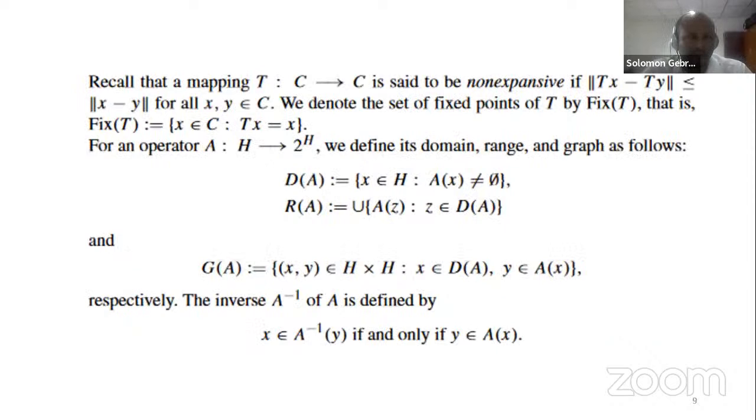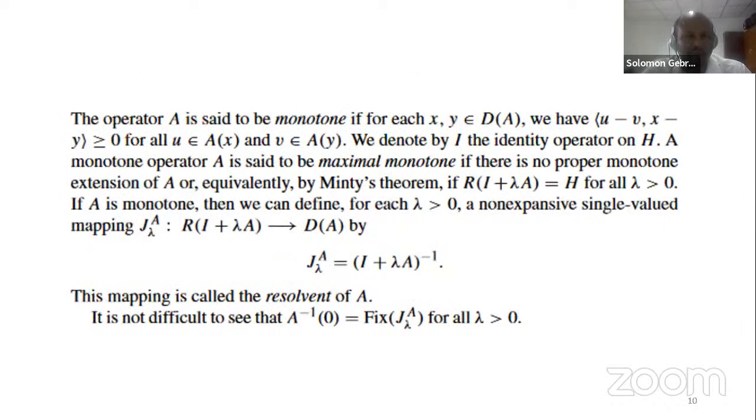The other is we can talk about the inverse, domain, range, and graph of an operator, which is a simple concept. And we have the definition of monotone: a given operator A is a monotone operator if for each (x, y) in the graph of A, we have the inner product ⟨u − v, x − y⟩ ≥ 0 for all u ∈ A(x) and v ∈ A(y).